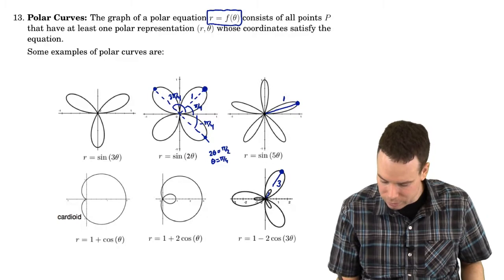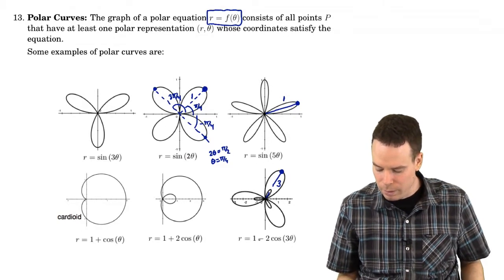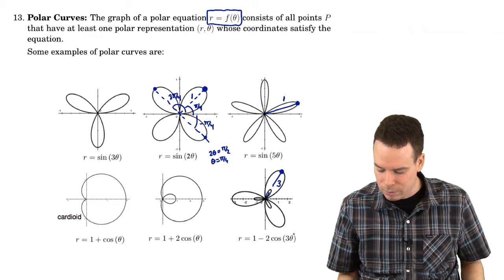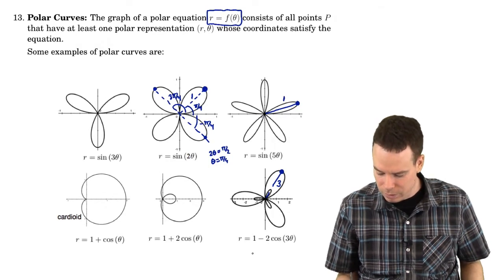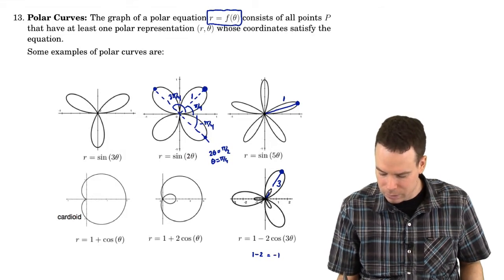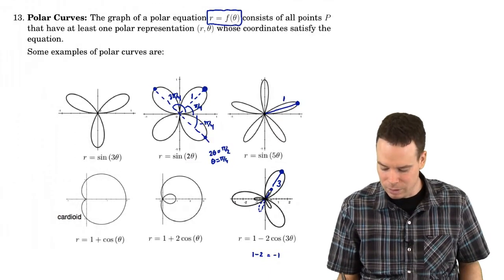What about this short little distance here? How does that happen? Well, I would take 1 minus, well, if cosine was 1, then you'd have something like 1 minus 2, which is negative 1. Maybe that point there is coming from something out here, but the r value is negative, so it slingshots me to the other side.